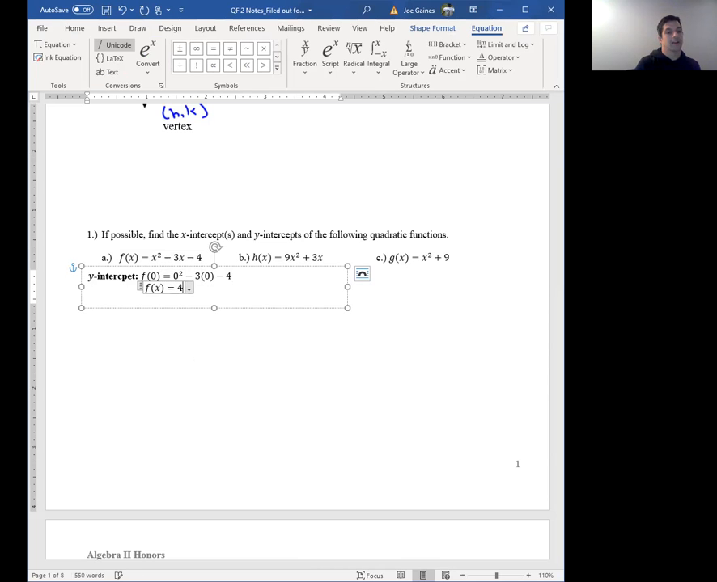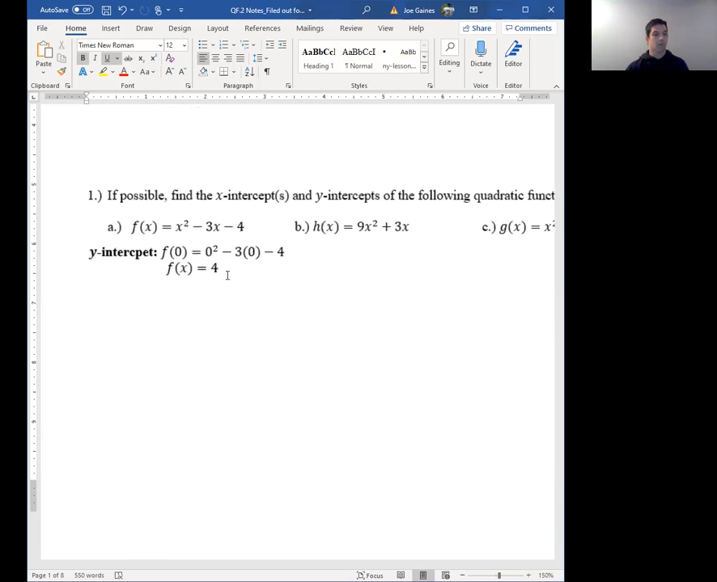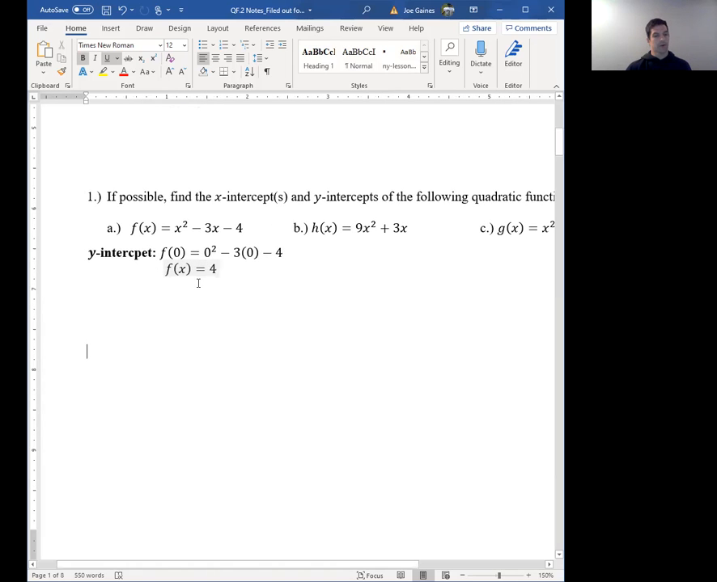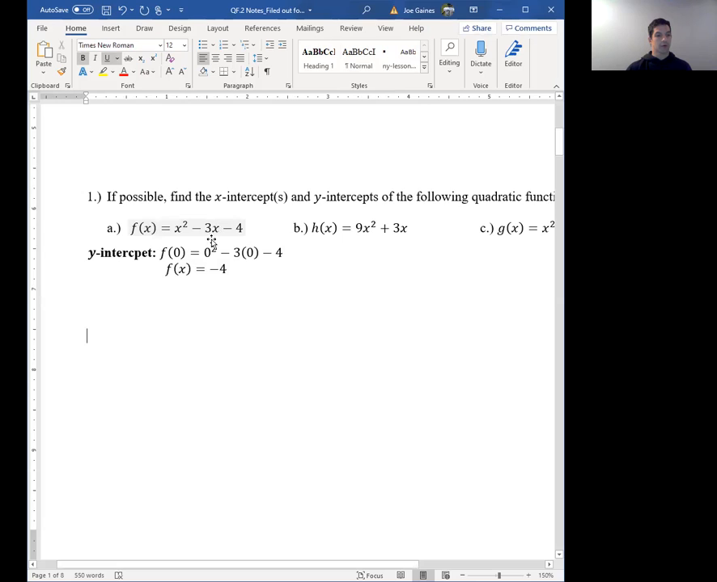So you could write it out as f of x equals -4, or write it out as y equals -4. So the y-intercept is just negative 4. Again, you wouldn't have to do a lot of work here. If it's in standard form, the y-intercept is always going to be equal to c, the constant at the end.